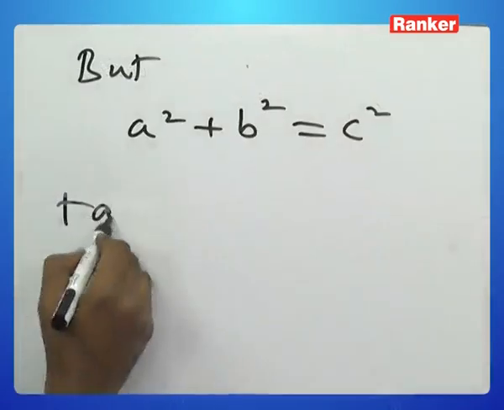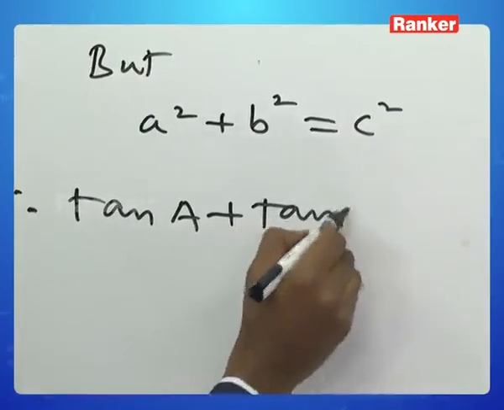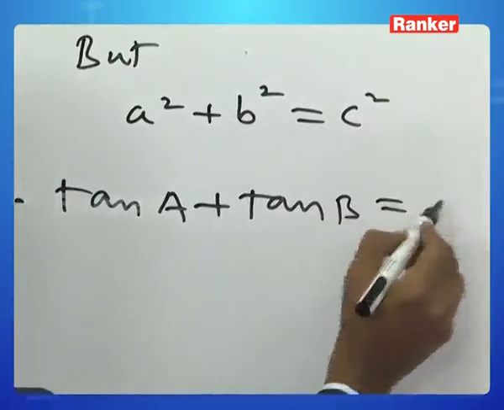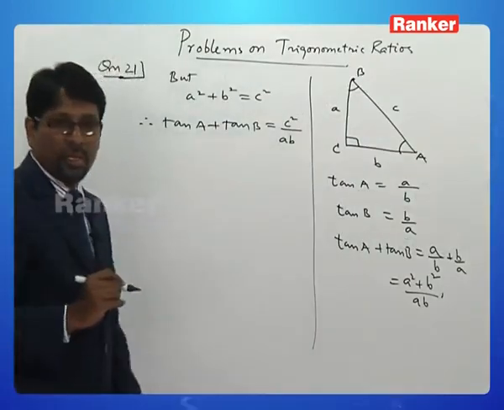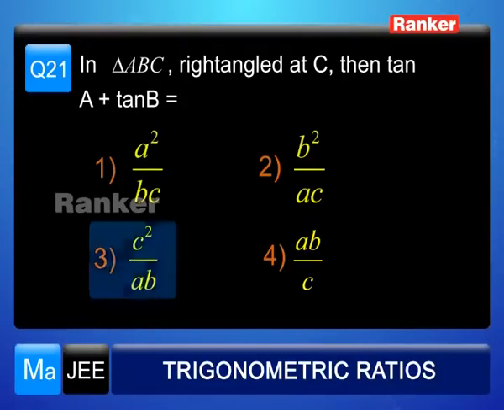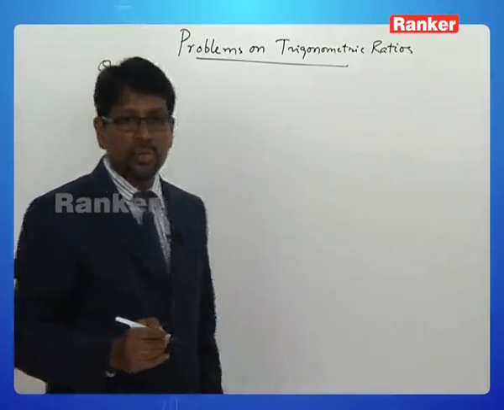So therefore tan A plus tan B is equal to C square by AB, and that's clearly appearing in option 3. Option 3 is the right answer. Let's move on to the next question, question number 22.